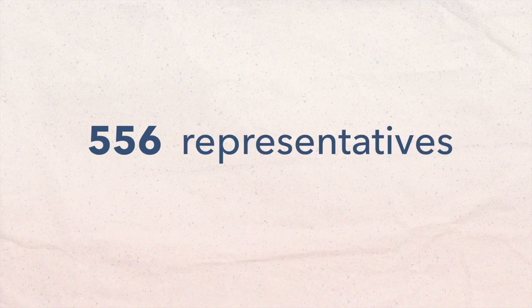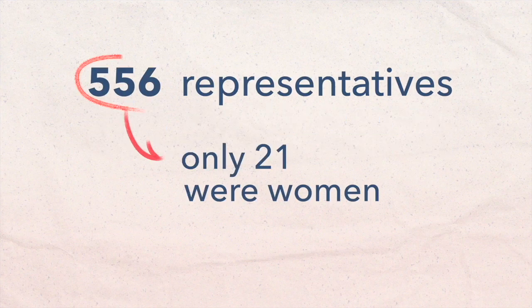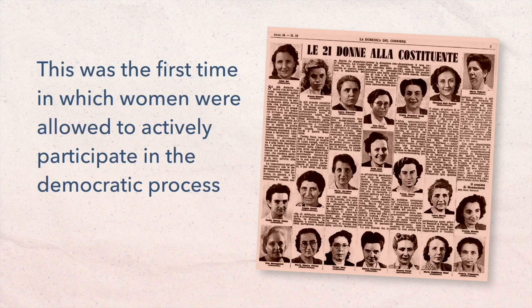Together with the referendum that gave birth to the Republic, citizens also voted to elect the Constituent Assembly, whose task was to write the Constitution of the Italian Republic. Among the 556 representatives, only 21 were women. Nevertheless, given that this was the first time in which women were allowed to actively participate in the democratic process, that was considered a big improvement.